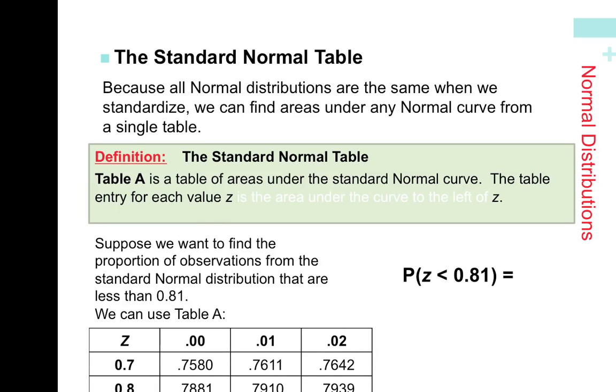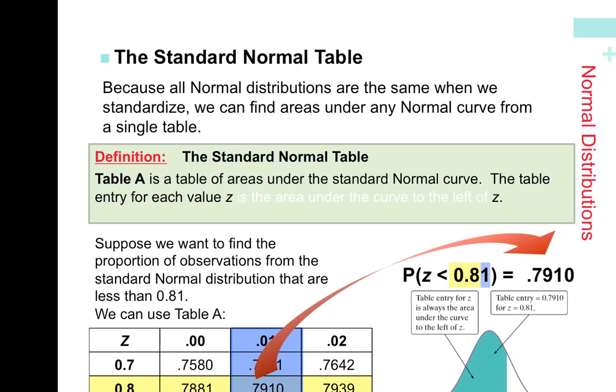So here's an example. Here's part of our table. We want the probability that z is less than 0.81. So we're using Table A. The rows represent the tenths digit. The columns represent the hundredths digit. So for 0.81, we look at the 0.8 row and then the 0.01 column, and our final value is where the two overlap. It's 0.7910, and it corresponds to this picture. We have our normal curve and our z-score of 0.81. Everything to the left of that, this blue shaded area, has an area of 0.7910.